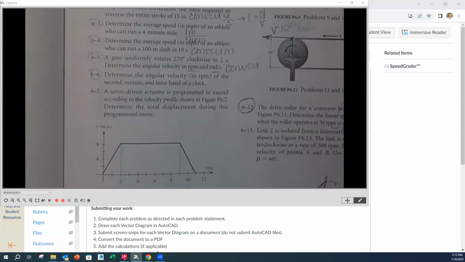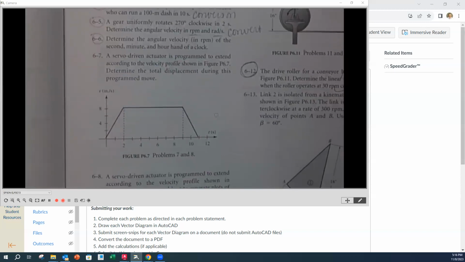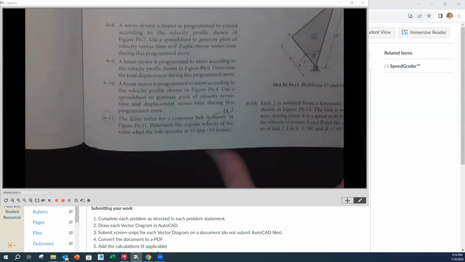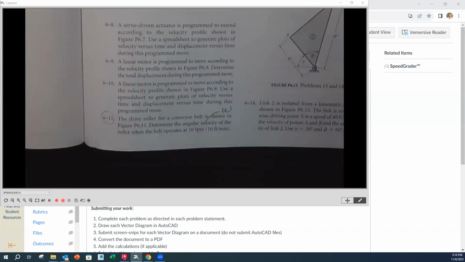And then the last one in this first section here is determine the angular velocity in RPMs of the second, minute, and hour hand on a clock. Any questions on that one? So you're going to do that one 3 times. All right. Okay. Now, just because somebody's not asking a question, don't be afraid to ask yourself, okay?